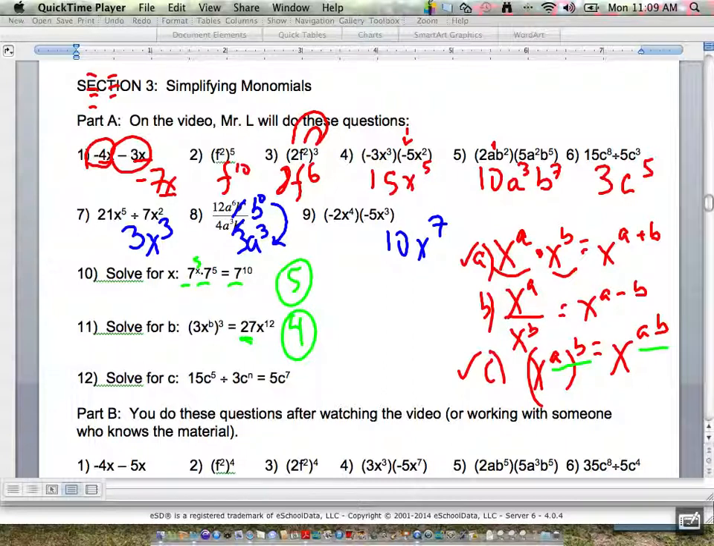15c to the 5th divided by 3c to the n. Now, 15 divided by 3 is 5. That's easy. Oh, boy. Huh. Is it supposed to be n or c? No, it's n, that's right, but, no, it says solve for n. Oh, okay, yeah, the n.